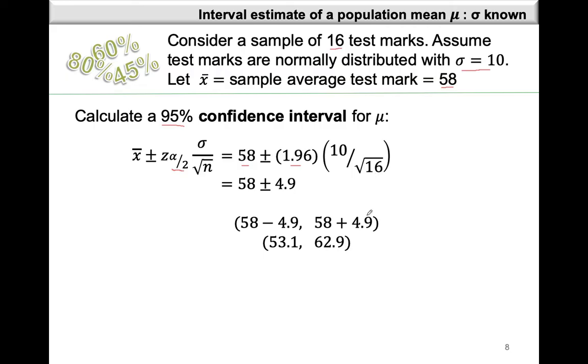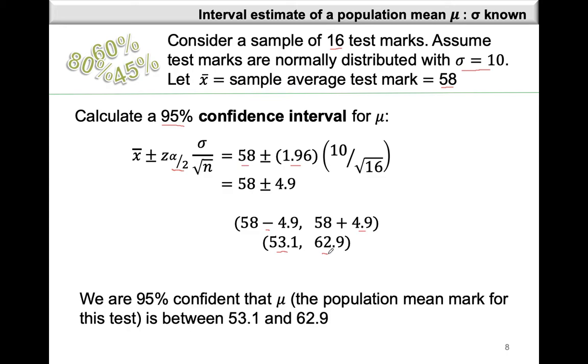So that tells us that the lower boundary will be 58 minus 4.9. And the upper boundary will be 58 plus 4.9. And in this case, 4.9 is our margin of error. So our final interval will be from 53.1 to 62.9. So now we can report that we are 95% confident that the population mean mu lies between 53.1 and 62.9. Alternatively, we can also say the probability that mu is between 53.1 and 62.9 is 0.95.